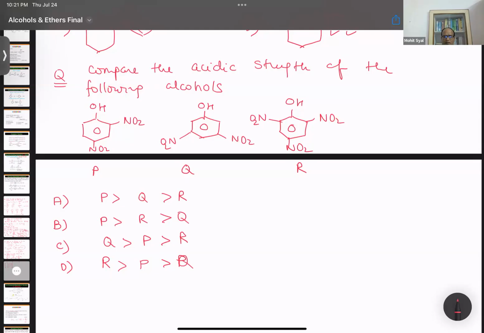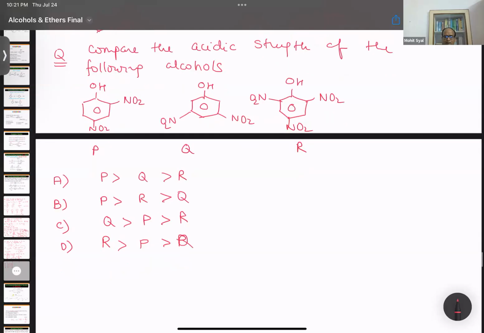So if you have more NO2 groups, the more will be the acidic strength, right? So this picric acid is the most acidic one, followed by these two. Of these two, this is less and this is more, right? So option D will be the answer.